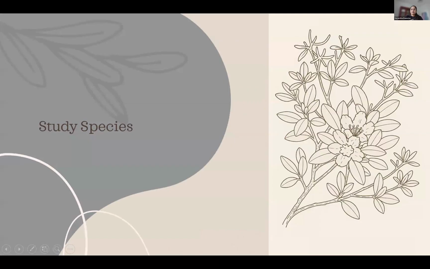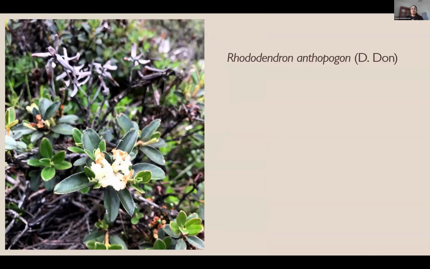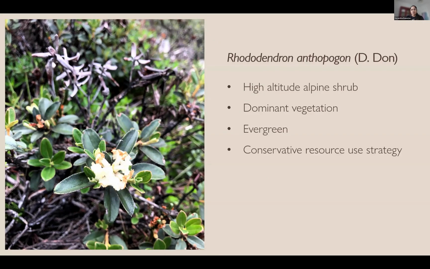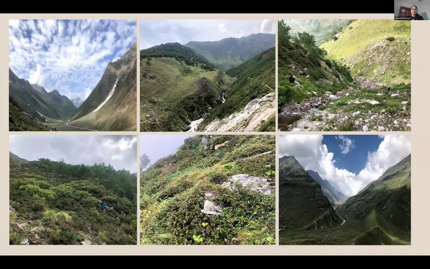So I will start by introducing my study species, which I mentioned before, which is Rhododendron anthopogon, belonging to the family Ericaceae, and it is a high altitude shrub species found across the Himalayas. It forms dominant vegetation on sunny slopes and open patches. And it is a broad-leaved evergreen species with a conservative resource use strategy. Here are some of the photographs from my study areas, and you can see the patches of rhododendron in all these sites, which are a little bit brownish in color.